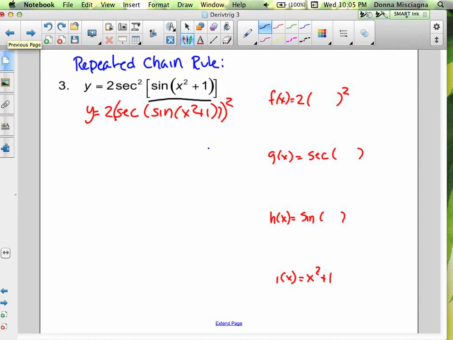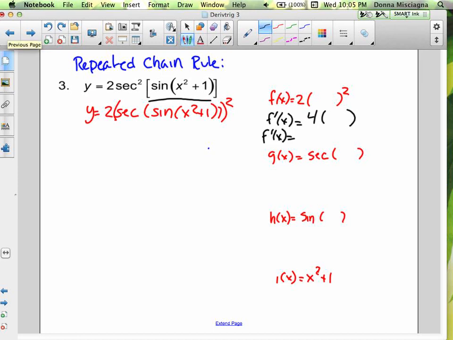So if you rewrite it, it's a lot easier to figure out, right? So we have y equals 2 secant of sine of x squared plus 1, all squared. So just think of it as 2 blop squared. All right, so that's the outermost part. So the derivative of the 2 blop squared is going to be 4 blop. All right, so what's 4 blop?